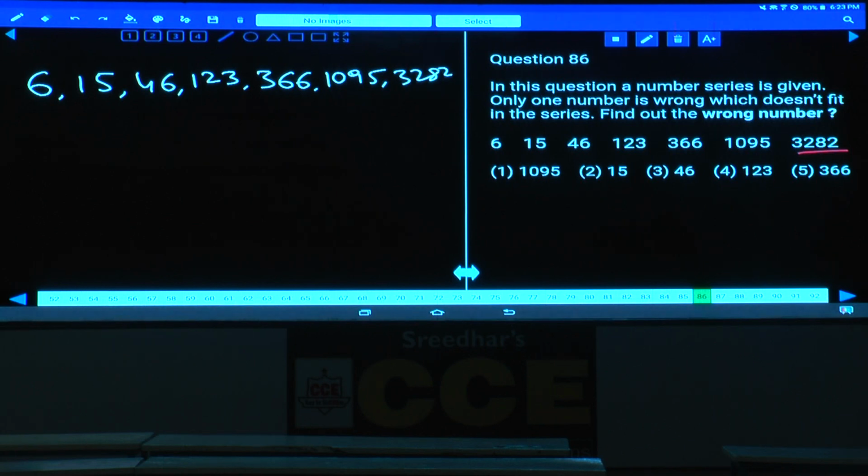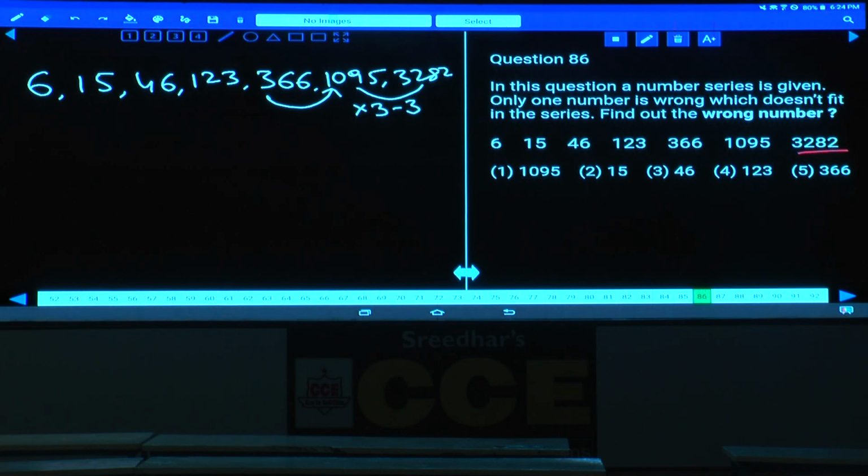Then, 1095 and 3282, how can you relate these two? Tell me here. 1095 and 3000, it has to be multiplied with how much? Into 3. Now 1100 into 3, 3300 minus 15, isn't it? Minus 15 will be 3285, this will be 3282. Then what is the difference here? Minus 3, isn't it?